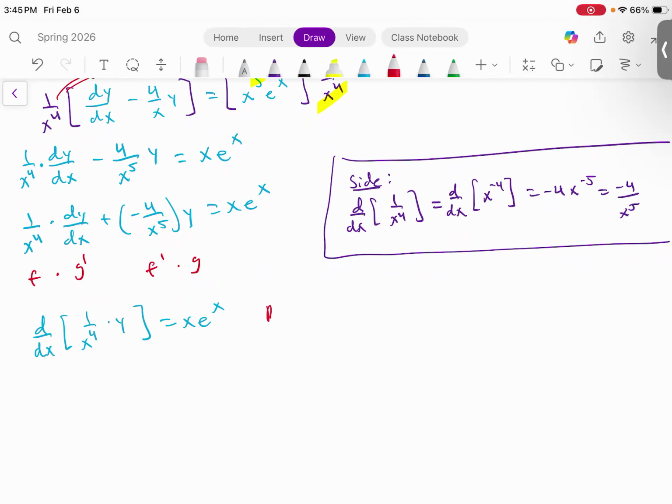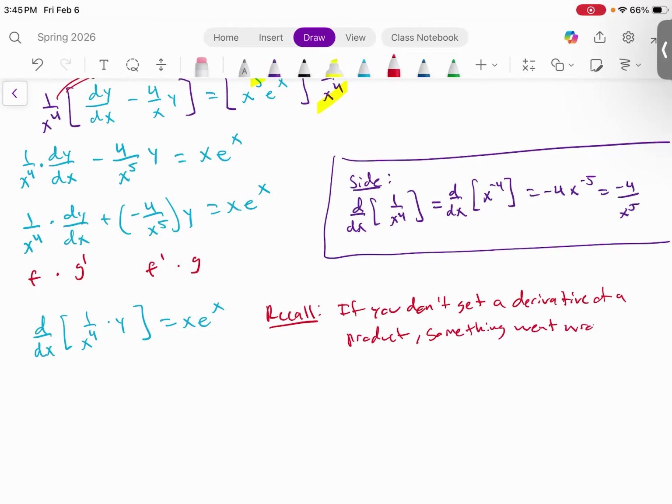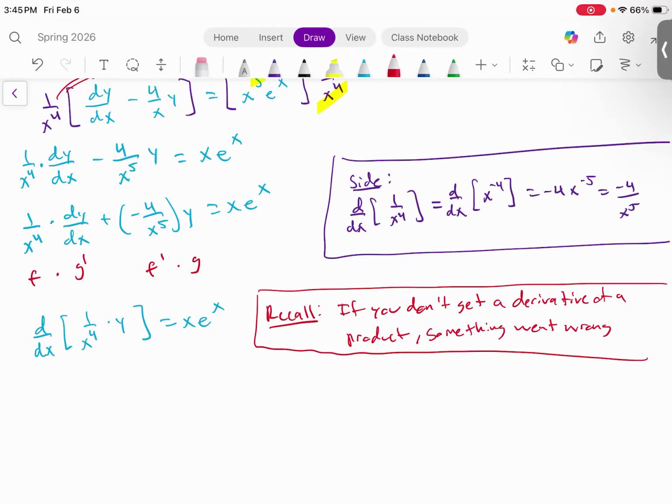So remember, if you don't get a derivative of a product, something went wrong. Okay, so that's a good indicator. So if you're not able to piece together that this is some product rule, something went wrong in your method.